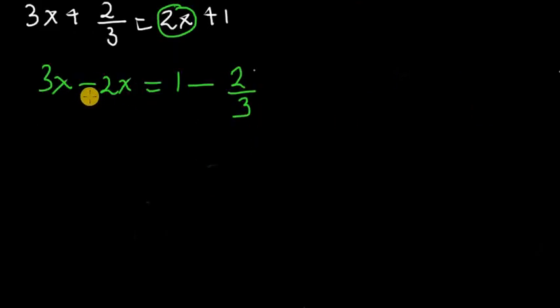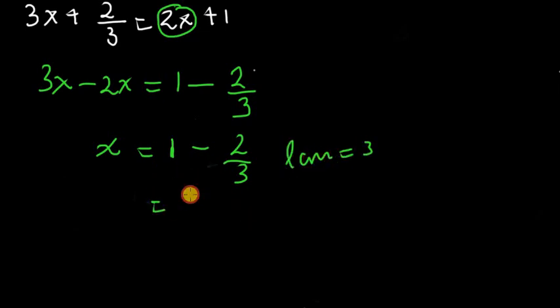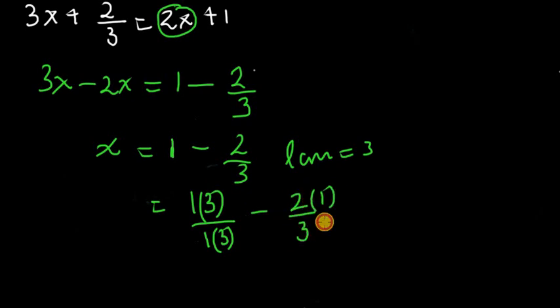Okay, now let's do the problem. Now 3x minus 2x, that becomes x equal to 1 minus 2 by 3. Okay, we have to subtract 2 by 3 from 1. Okay, so let's take the LCM. The LCM equal to 3. So 1 into 3 by 1 into 3 minus 2 by 3 into 1 into 1.